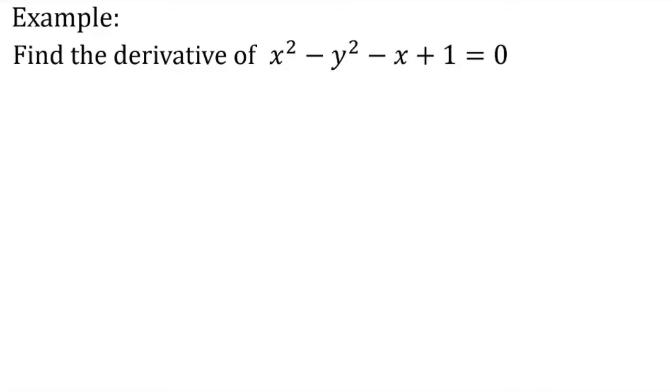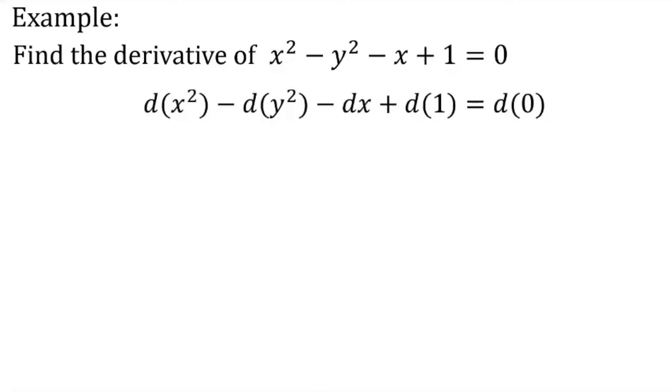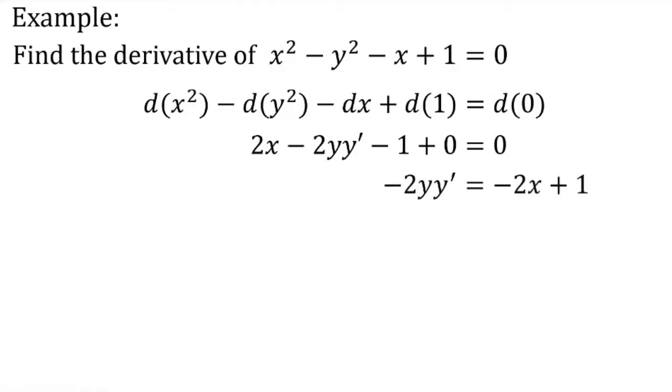Number 2. Find the derivative of x squared minus y squared minus x plus 1 equals 0. So get the derivative of each term. This will become dx squared minus dy squared minus dx plus derivative of 1 equals derivative of 0. So this will become 2x minus 2yy prime minus 1 plus 0 equals 0. So this will become negative 2yy prime equals negative 2x plus 1.